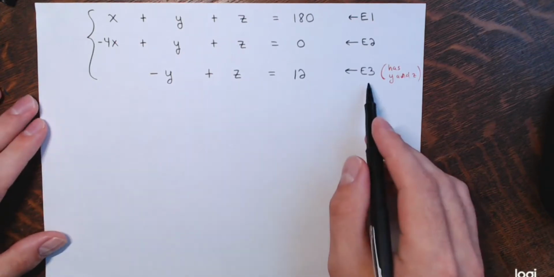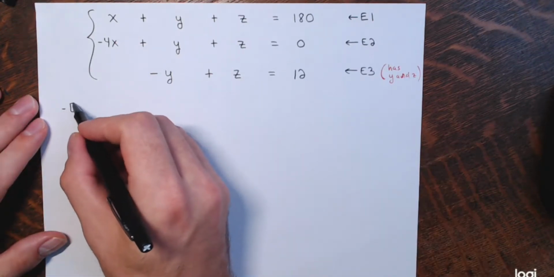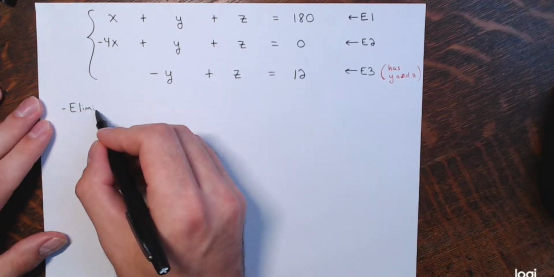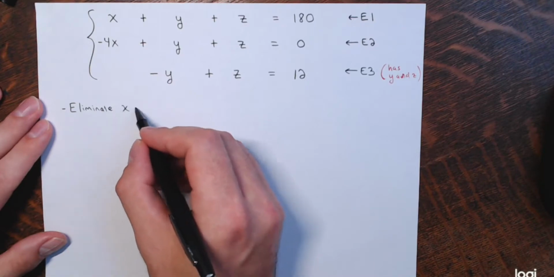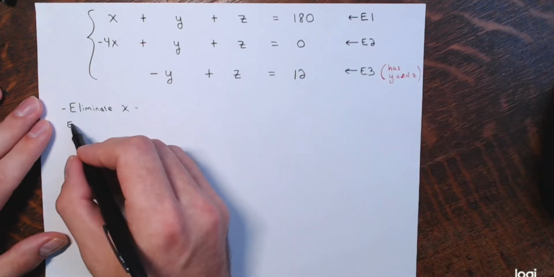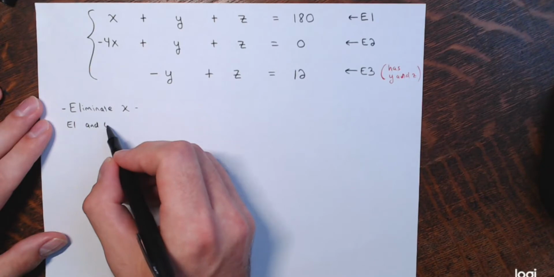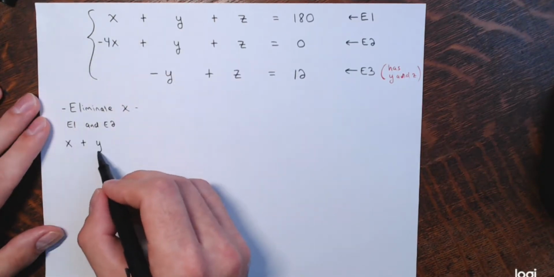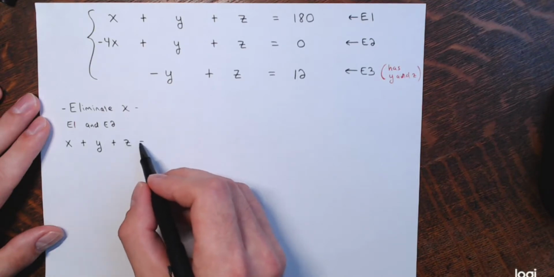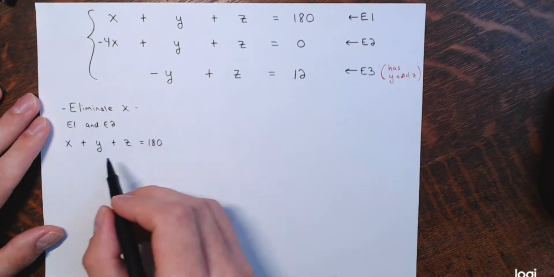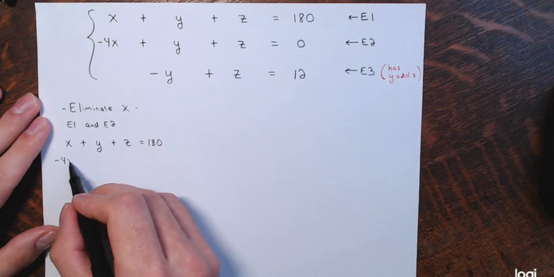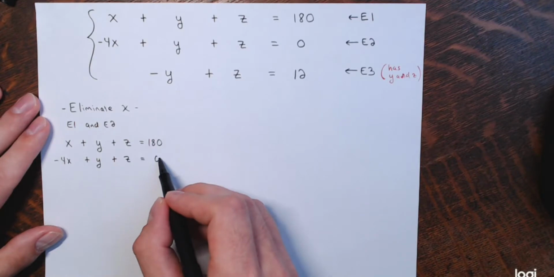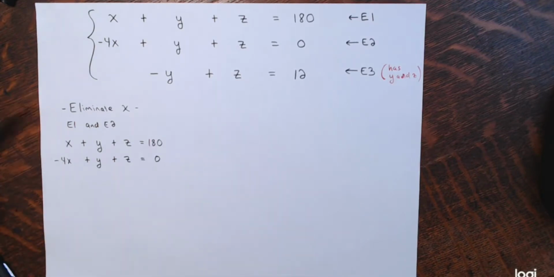Alright, so I'll keep equation 3 the way it is, and like I said, I want to make another equation with y and z. So to do that, I would have to eliminate the x's from equations 1 and 2. Right, so I'll use equation 1 and equation 2. Equation 1, x plus y plus z equals 180. Equation 2, negative 4x plus y plus z equals 0. And it would be very easy to eliminate x here.